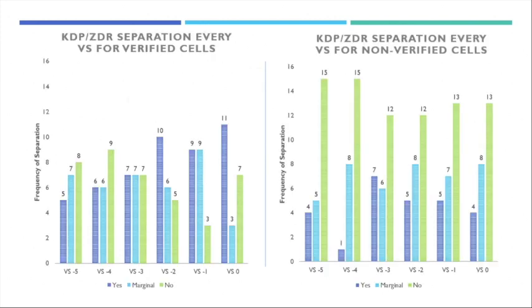Going into KDP-ZDR, even though the sample size for non-verified cells was higher, you can still see that there was little to no separation for the cells. And for verified cells, that separation is very clearly seen after volume scan -2. And 76% of the verified cells had this separation and 40% of them did not.